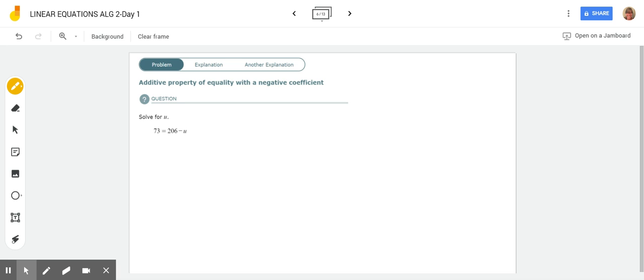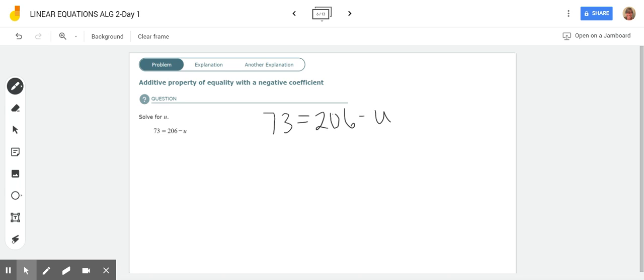All right, and this one I'm going to just work on this page since I can. The problem with this one is that there's a negative in front of the variable. That often gets lost. A lot of times kids will not remember to carry that down. So let's just start by writing it. 73 equals 206 minus u.